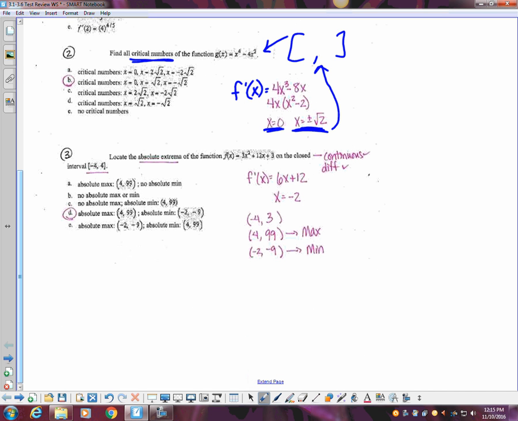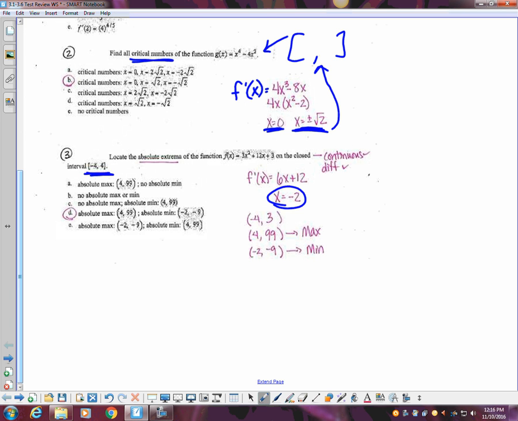Number three, absolute extrema for just a nice little quadratic on the closed interval. Okay, so this is not Rolle's theorem. This is not the mean value theorem. This is just absolute extrema on a closed interval. I know this is a parabola, but I'm chopping it off from -4 to 4. It is continuous. It is completely differentiable. I find the derivative, set it equal to 0, and solve it.